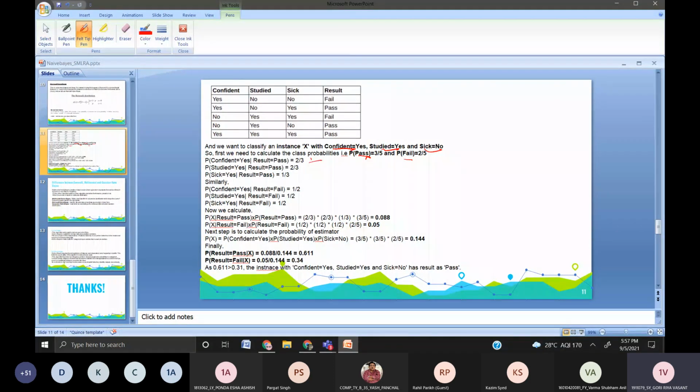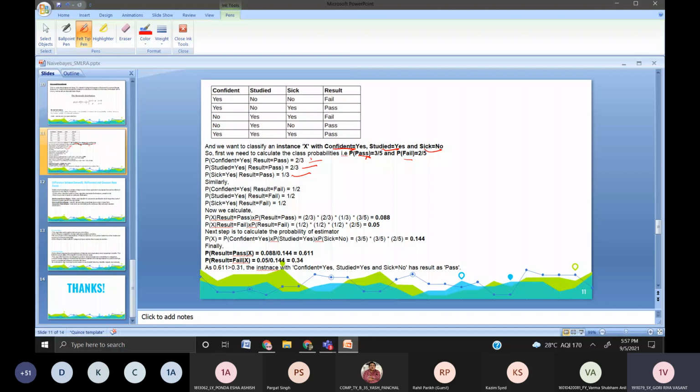We calculate all the basic probabilities first. Study being yes, given that the result has passed, is 2 by 3. And for sick and pass, it is again 1 by 3. Similarly, we calculate it for fail also, because only if we compare the 2 probabilities can we get which one is higher and classify accordingly.